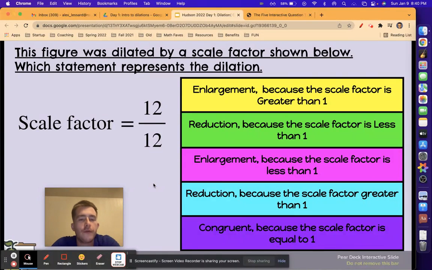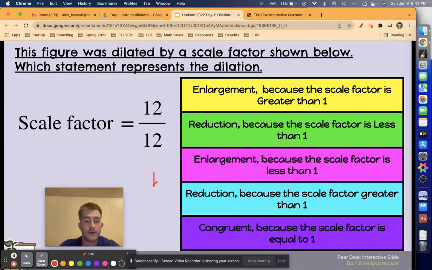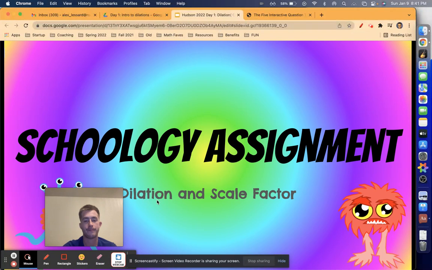All right, 12 over 12. What's 12 divided by 12? 12 divided by 12 is 1. Boom. So, when I have a scale factor equal to 1, that is congruent. And I know we only went over that at the very beginning. That word congruent means the same. So the image, therefore, is not changing at all. Because if I multiply something times 1, that didn't change at all. Congruent would be the correct answer there.